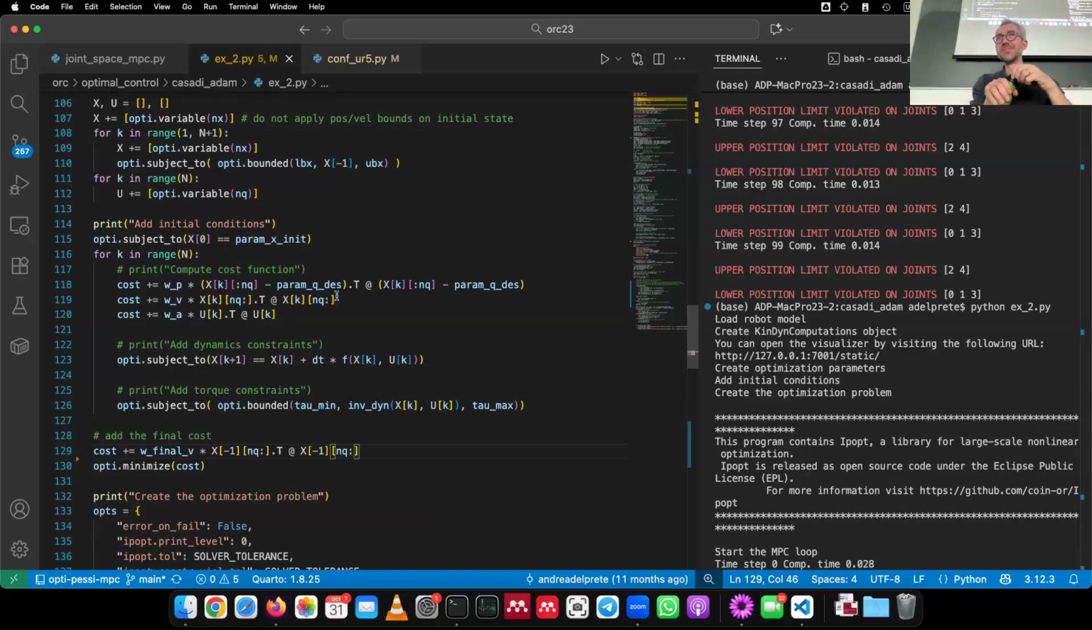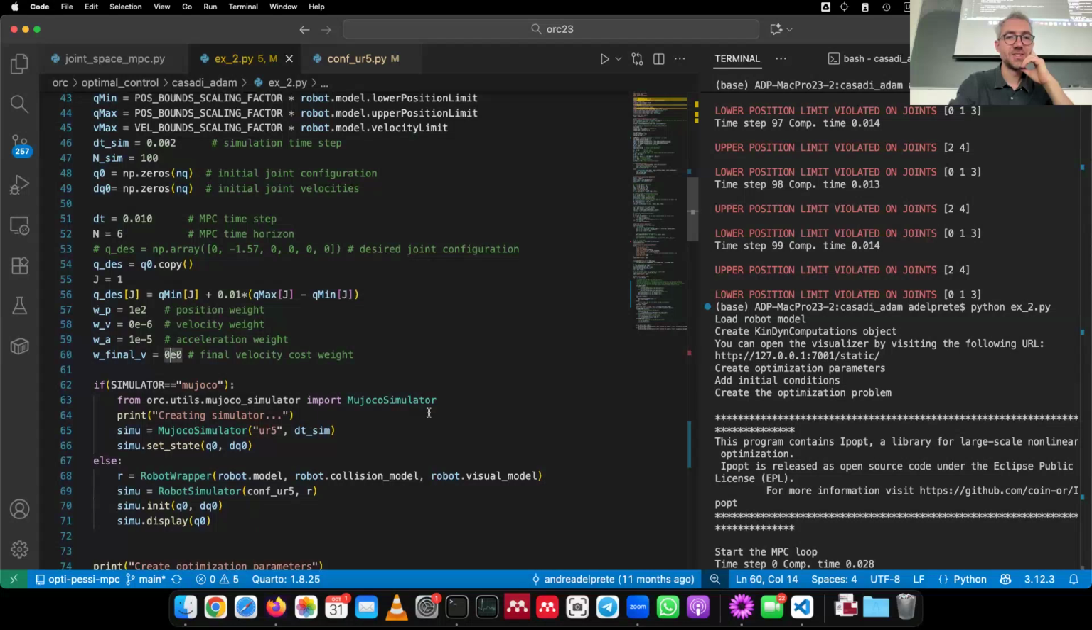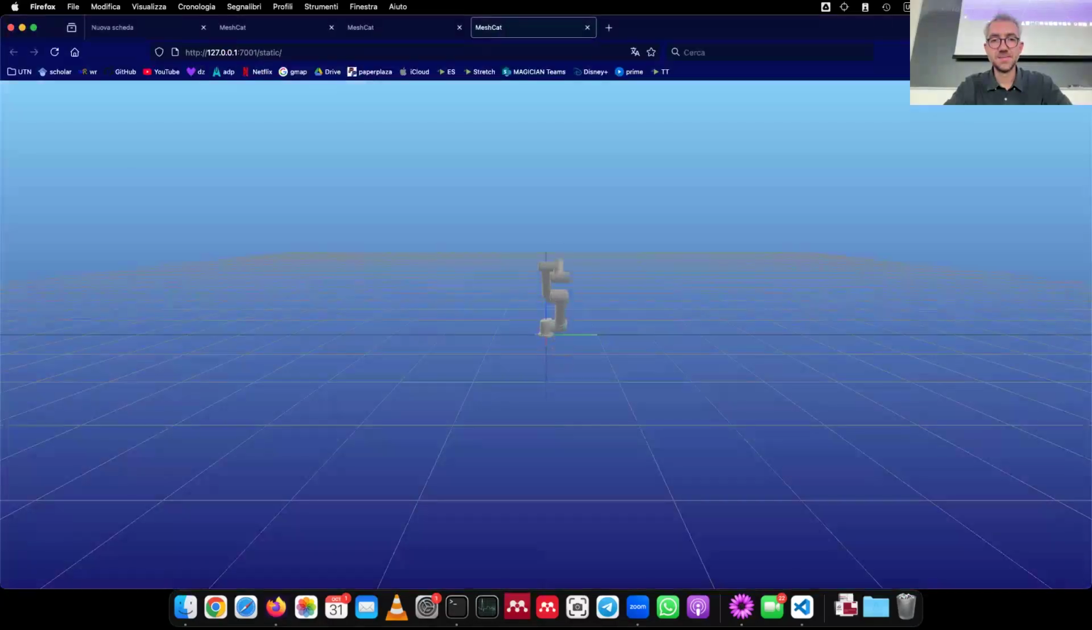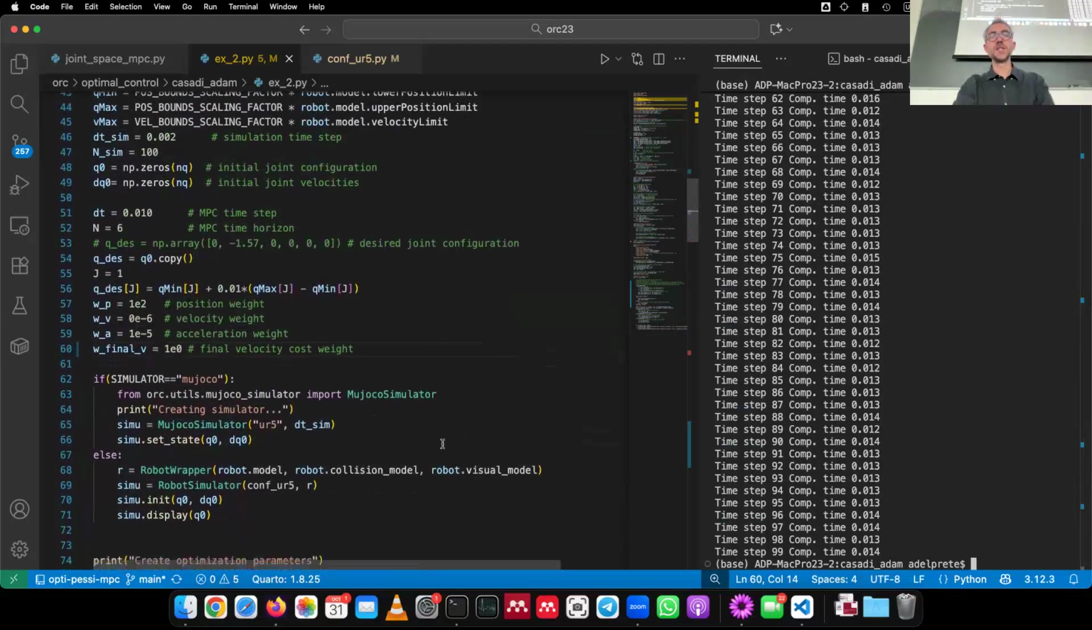So what do we do? We increase the weight of the final cost. Okay. How much? 1. I don't know. 1 is huge, but we can do it. Let's see. Much better. Let me check. Yeah, it's still Pinocchio. It works better with a final cost.